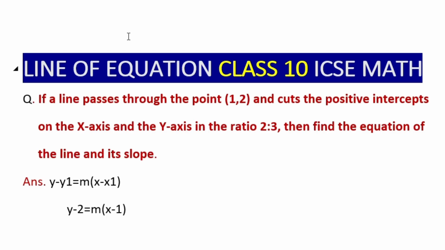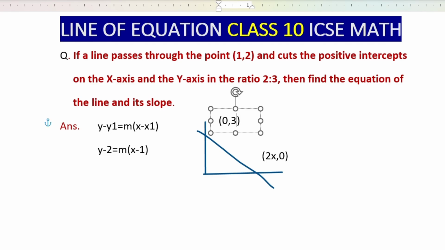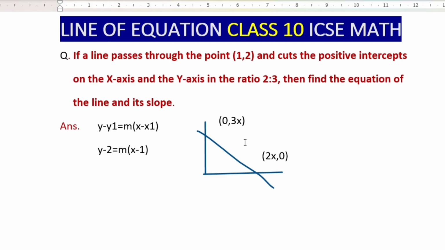Now we draw the diagram. Now see, the x-intercept is 2x and the y-coordinate is 0. So the coordinates are (2x, 0). Here the y-intercept is 3x, so the x-coordinate is 0 and the y-coordinate is 3x. So here the point is (0, 3x), and here the point is (2x, 0).